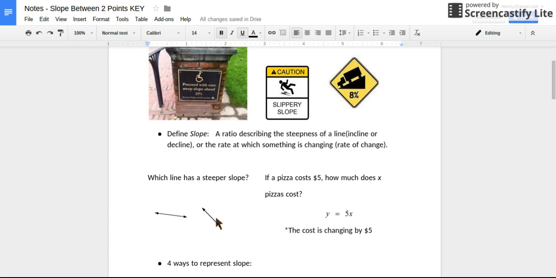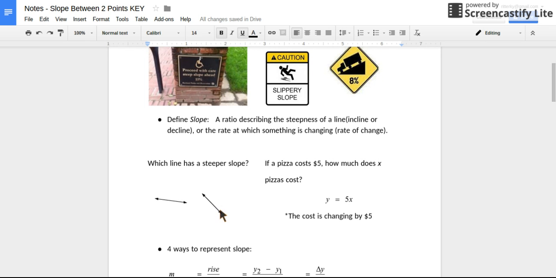So let's be able to tell that this line right here has a steeper slope. It's going to have a greater slope. It doesn't matter if it's more negative or more positive. It's just going to be greater.